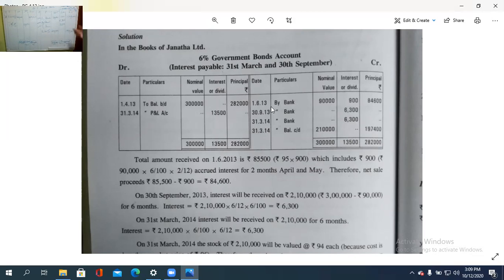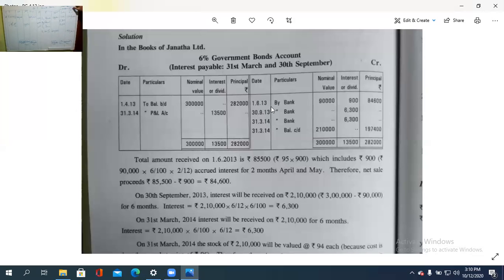That 85,500 is inclusive of the interest. So that is this calculation. On 90,000 at 6 by 100, 6% of the government bond, into 2 by 12, this transaction is on 1/4/13 and the sale is on 1/6/13. So 2 months' interest needs to be calculated separately, and the half yearly interest needs to be calculated separately. So 3 lakh minus 90,000, that is 2,10,000.